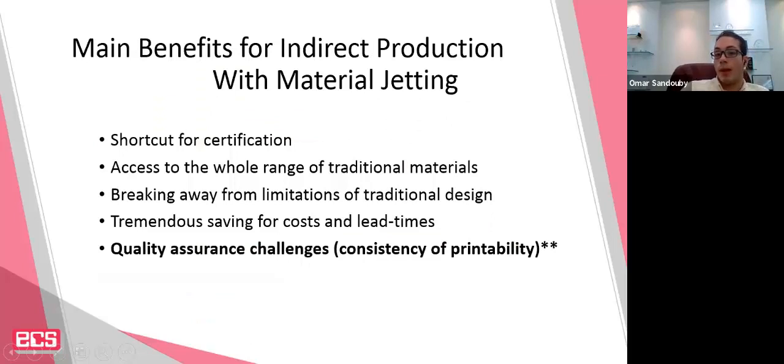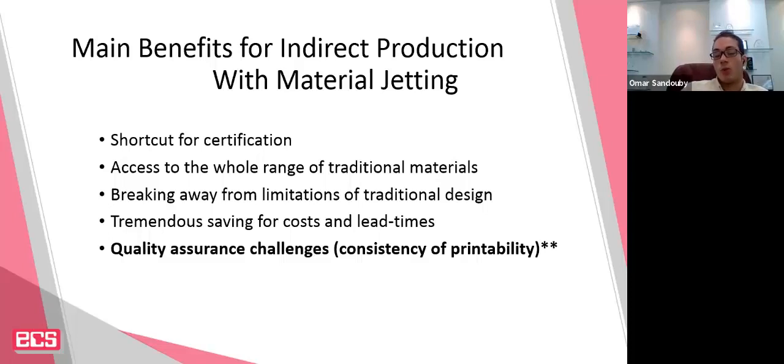So overall, if what you're looking at is a shortcut for your certifications, you don't want to spend weeks or months to get the certified part for 3D printing. If you really want to have access to the full wide range of traditional manufacturing materials, such as, let's say, magnesium alloys or aluminum alloys of all different kinds of grades, or perhaps in injection molding, you want to have POM, PP. Again, this is a very good shortcut.